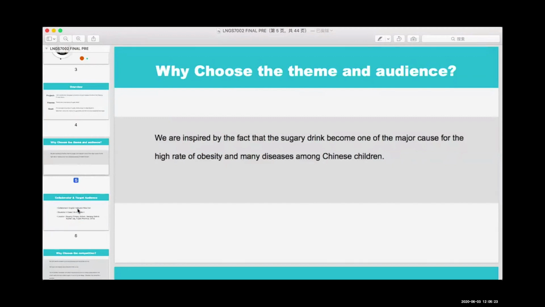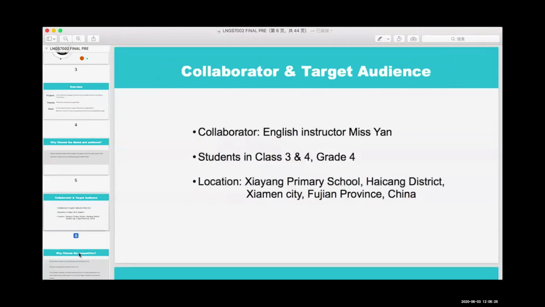After deciding that our audience will be the children, we try to contact someone who has close relationship with kids. Finally, we get in touch with Ellie's friends, Miss Yan. She is a teacher of 2 classes in Shaiyang Primary School. Therefore, she becomes our collaborator, and her students in class 3 and 4, grade 4, become our target audience.